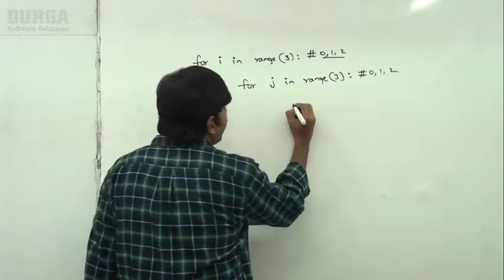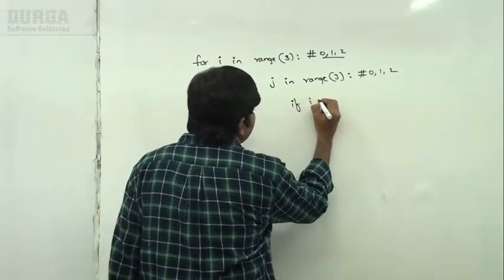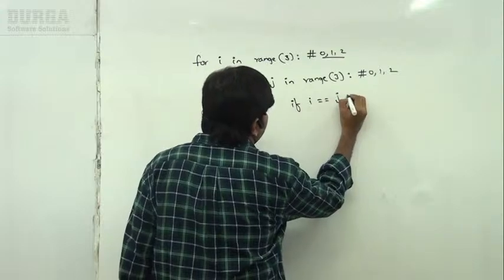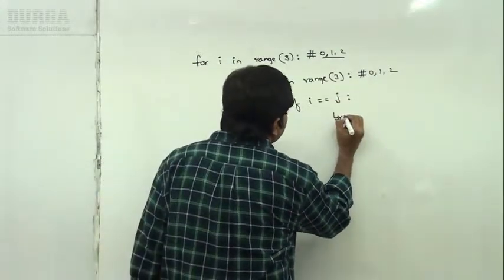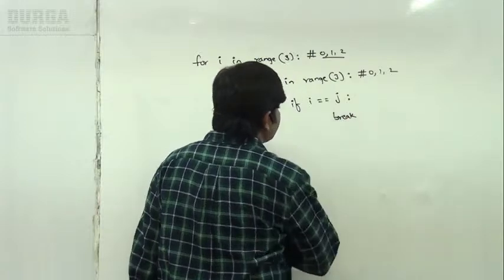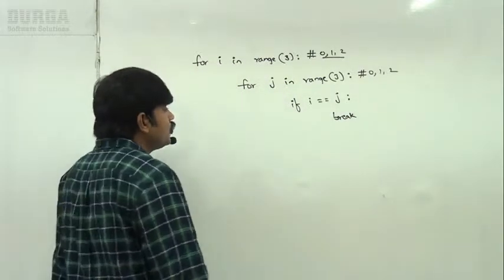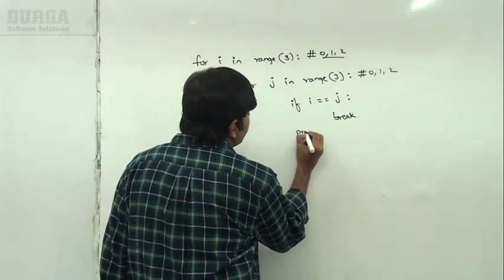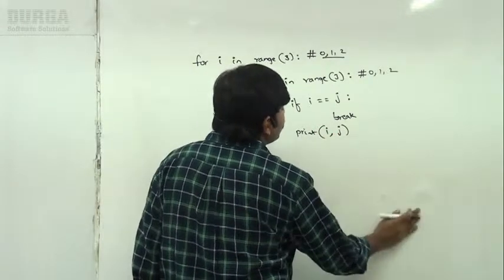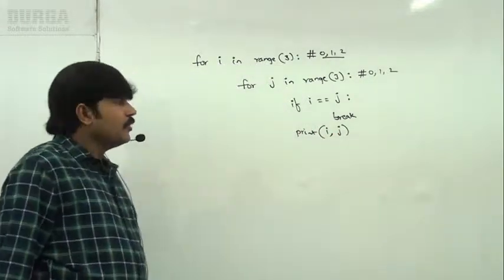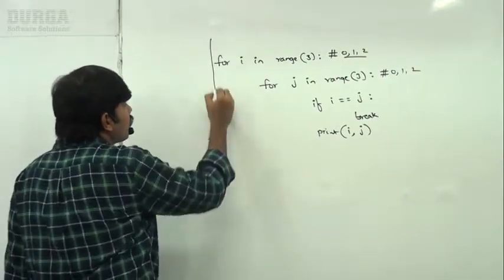Now what I have to take: if i == j, can you please break? Just let me go for break. Otherwise, if this condition is not satisfied, print i value, comma, j value. That's all. So this is the code that we have.